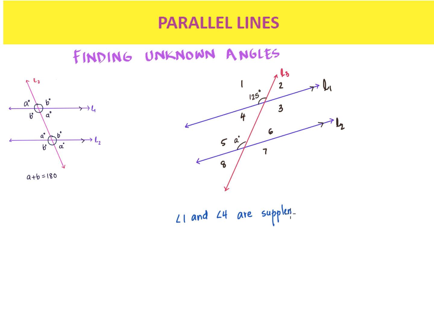which means measure angle 4 must be equal to 180 minus 125. So that is 180 degrees minus 125 degrees. So that is 55 degrees. So now we know angle 4 is 55 degrees.